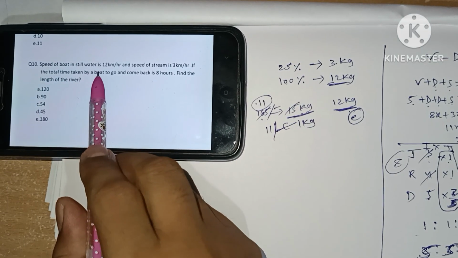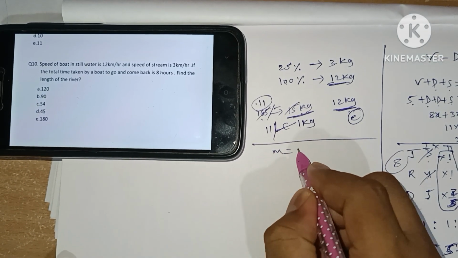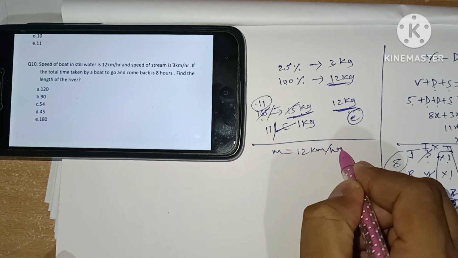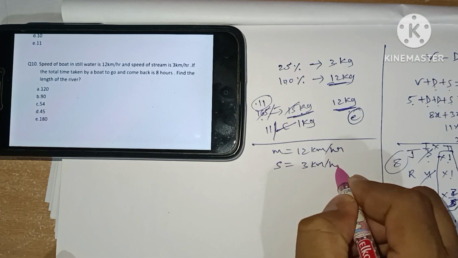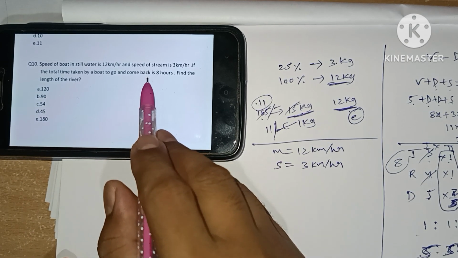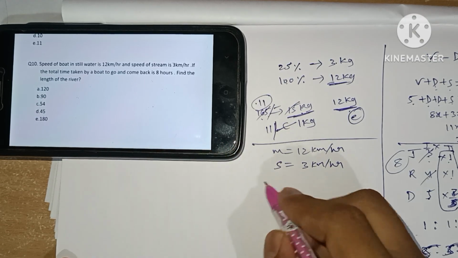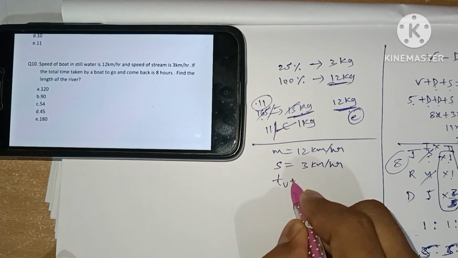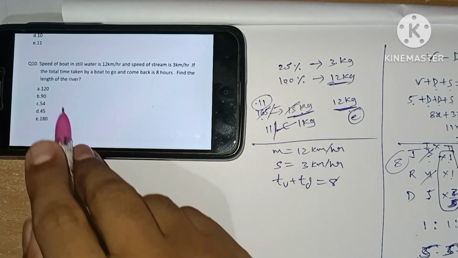Now we are going to see question number 10. The speed of the boat in still water is 12 kilometers per hour. So given that the m value is 12 kilometers per hour and the speed of the stream s is 3 kilometers per hour. If the total time taken by a boat to go downstream and come back upstream is 8 hours, T up plus T down is 8 hours in total. Find the length of the river.